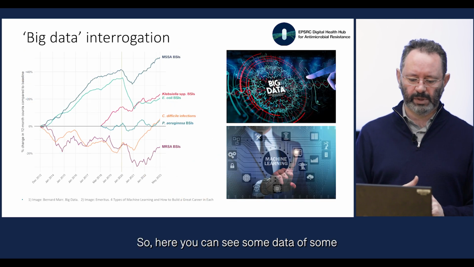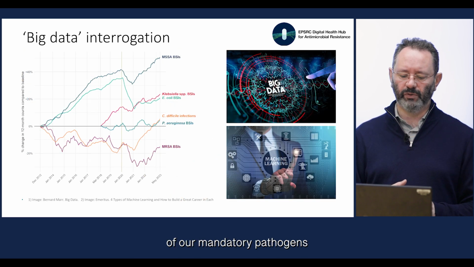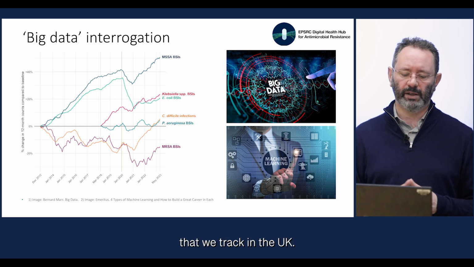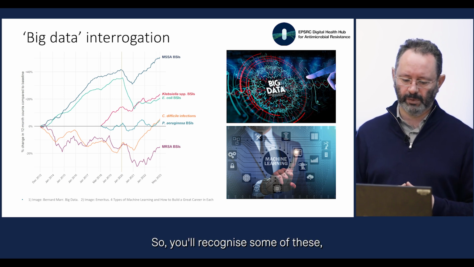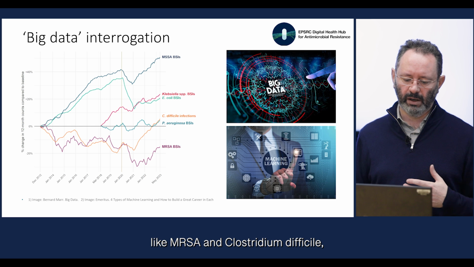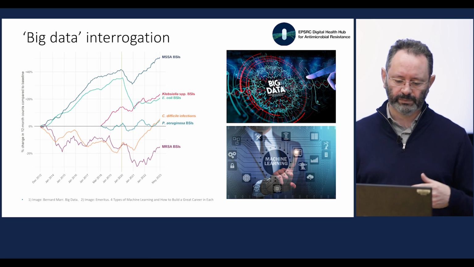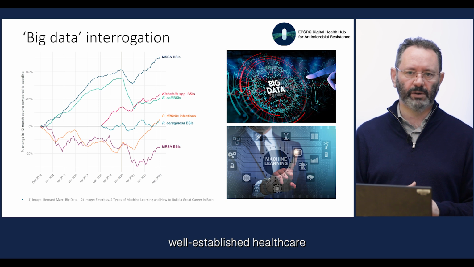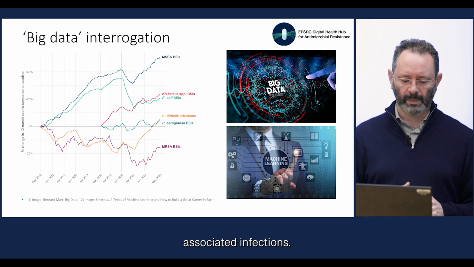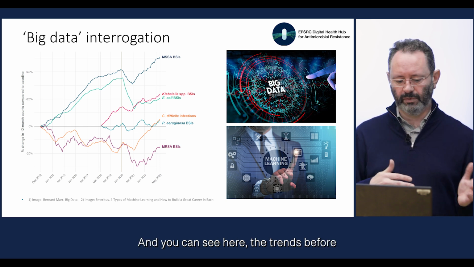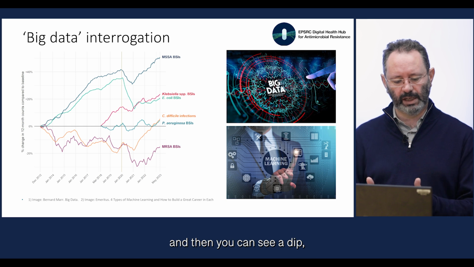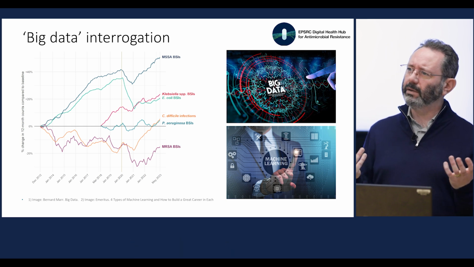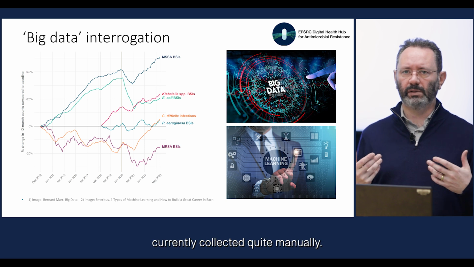So here you can see some data of some of our mandatory pathogens that we track in the UK. You'll recognise some of these, like MRSA and Clostridium difficile. For example, these are some of our more well-established healthcare associated infections. And you can see here the trends before, and then a dip, which was during COVID, and then a recovery.